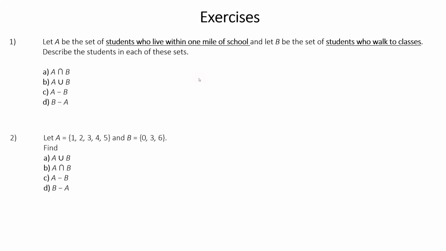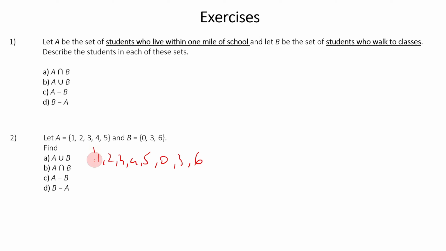Let's do some exercises just to make sure that we didn't skip anything and we didn't miss anything. Okay, let A and B describe the students in each of these sets. I think this is fairly easy. I'm just going to skip this first one. Let's do number 2 quickly. So the union between A and B is going to be all the elements from A, that means 1, 2, 3, 4, 5. And then also the elements from B, which is 0, 3, 6.